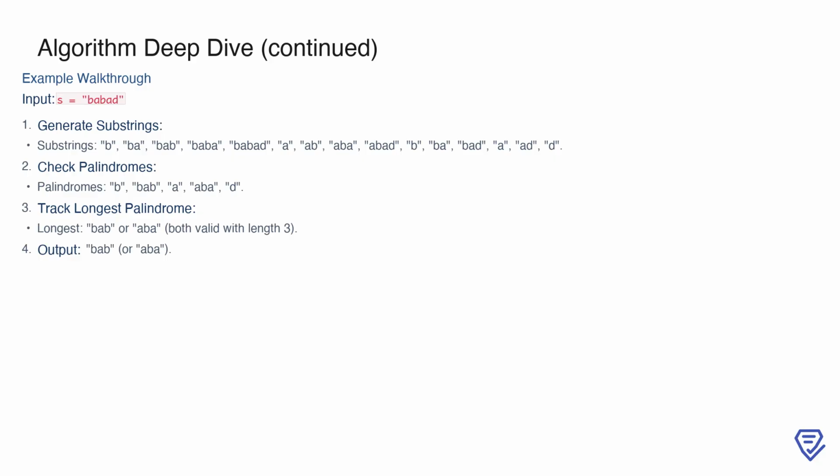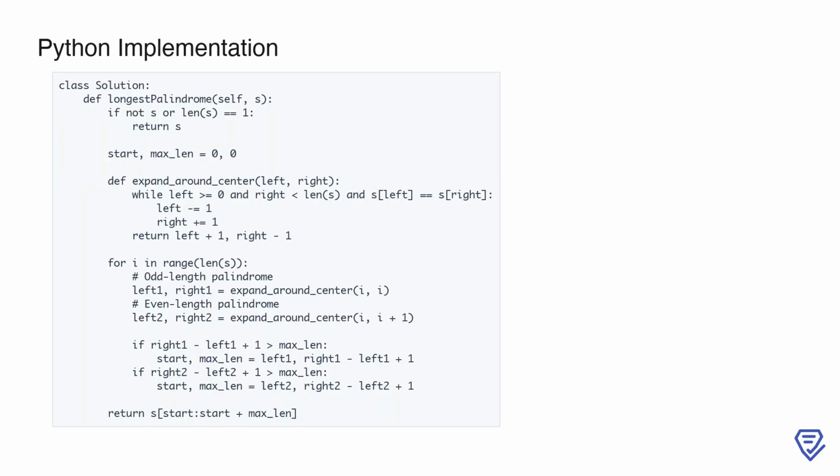This implementation solves LeetCode problem number 5, longest palindromic substring, using the expand around center approach, which is both time efficient and easy to understand. We start by checking edge cases. If the string is empty or has only one character, it is returned as the result since any single character is inherently a palindrome. Next, we initialize two variables, start to track the starting index of the longest palindrome and max_len to store its length.